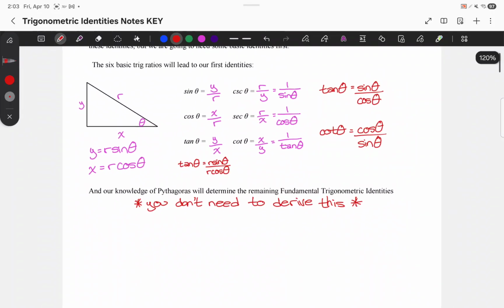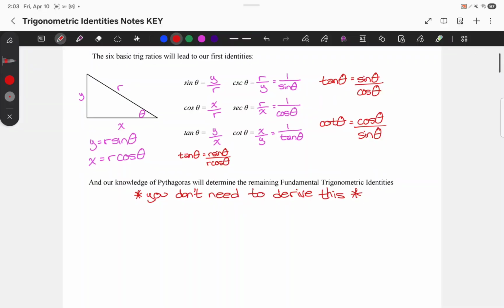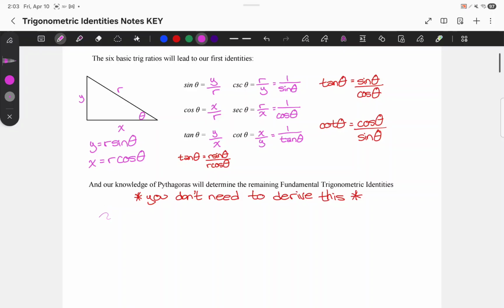So for this first one, we're going to use the Pythagorean theorem, and we're going to use this same triangle. So we have legs of x and y, and we have a hypotenuse of r. How would you write a Pythagorean formula for that? X squared plus y squared equals r squared.